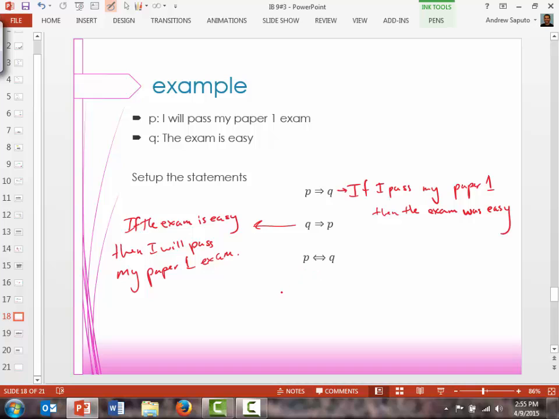So that leaves us with this last one. Let me rephrase this. We lose the if-then statement and we put it all in the middle. I will pass my paper 1 exam if and only if, we did IFF if you remember, the exam is easy. Okay? So those are our statement setups.